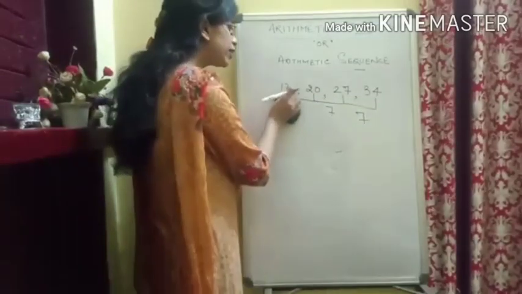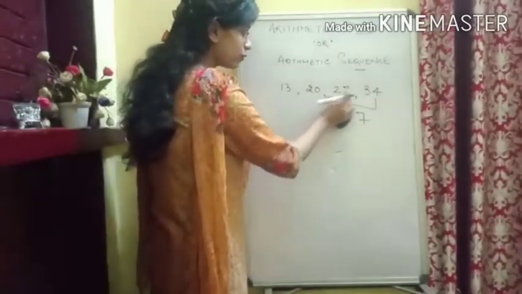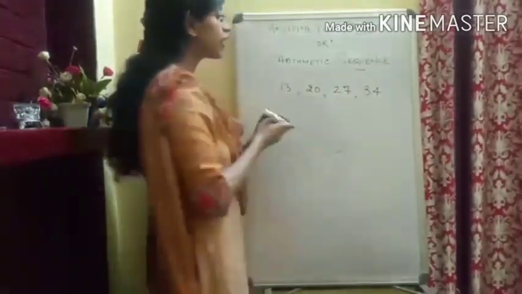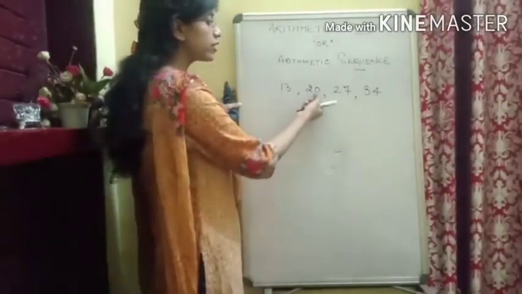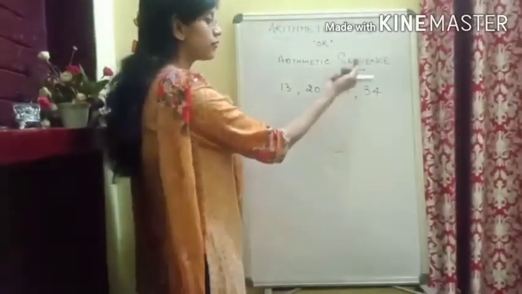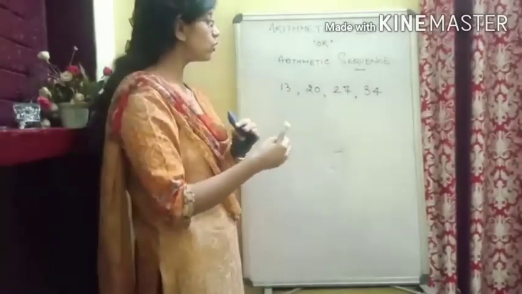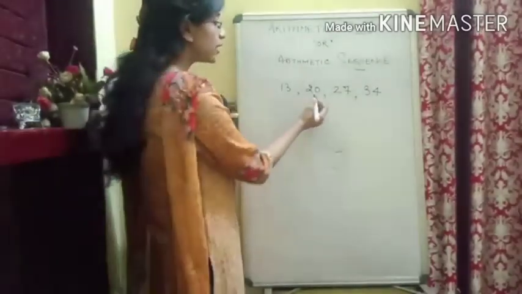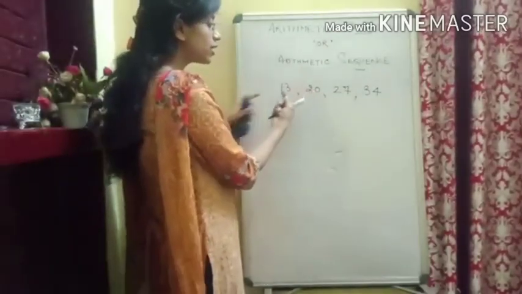Now we can see this thing in another way. 13 plus 7 will give you 20 and 20 plus 7 will give you 27. We can also say this in this manner: what is the difference between 20 and 13?